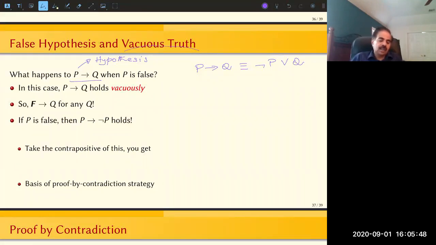And false always implies anything. And once again, using this equivalence, false always implies anything.